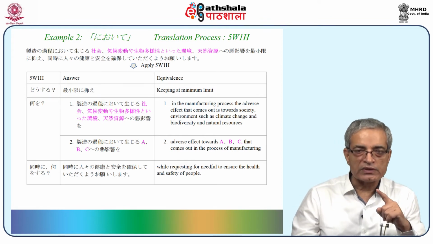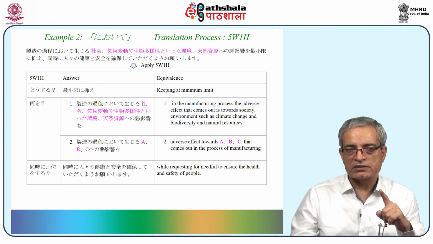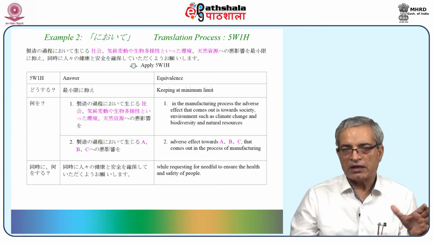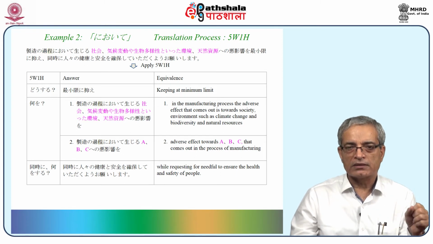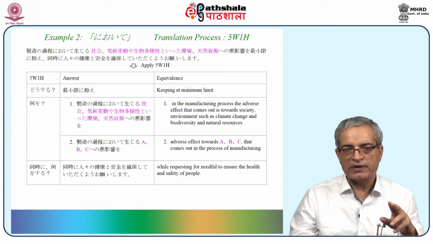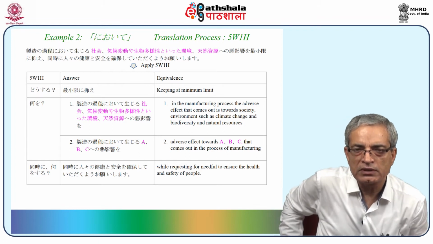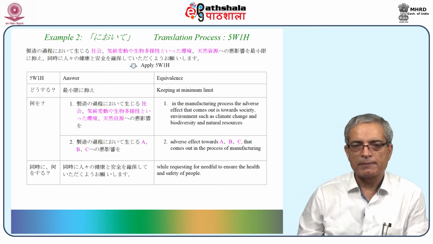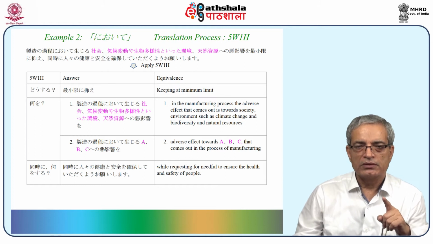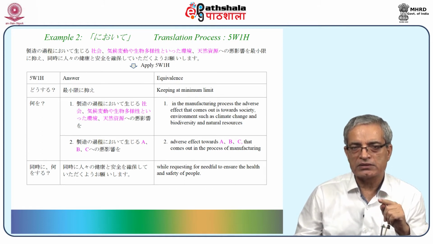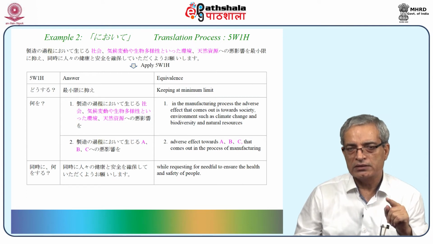And now let's see how it is coming on the right hand side. This is the translation done by an average student, not poor at all, but see it says "in the manufacturing process the absence effect", not absence, it's what? Adverse effect. The adverse effect that comes out is towards society, environment such as climate change and biodiversity and natural resources.